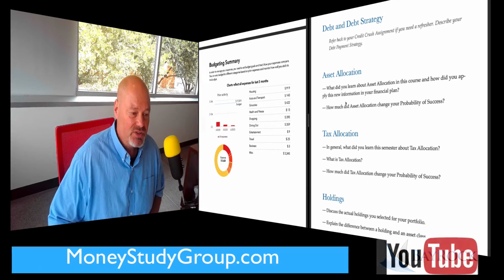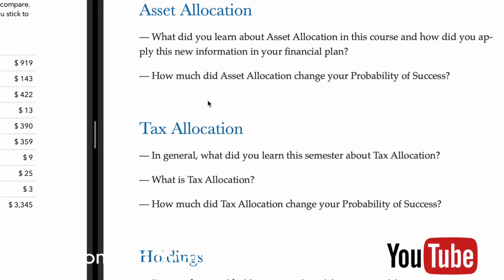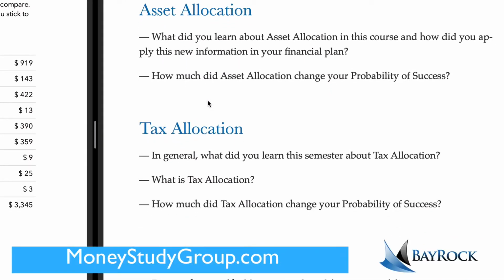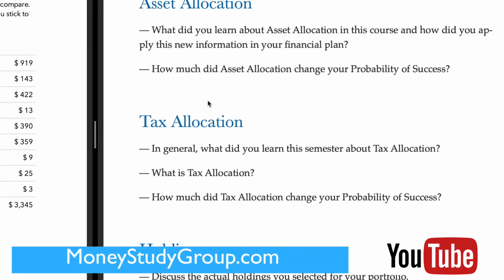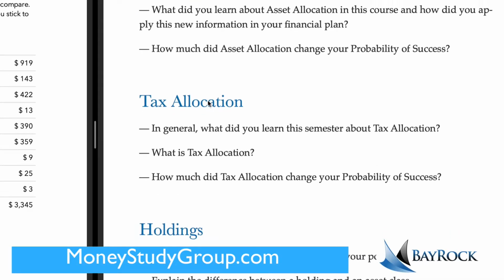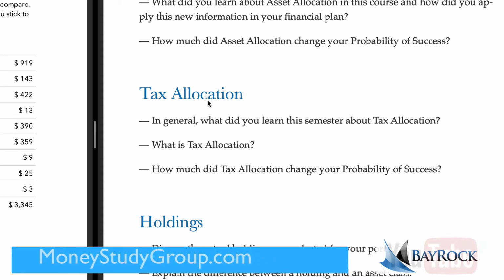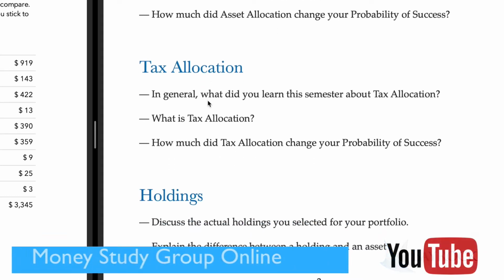And then we get into investments and asset allocation. What did you learn about asset allocation in this course, and how did you apply this new information in your financial plan? Take a screenshot, tell me what you learned, and also tell me how much your asset allocation changed your probability of success before and after.